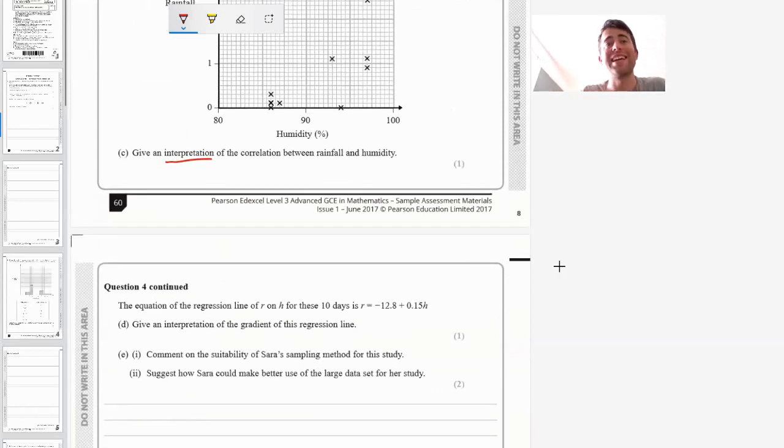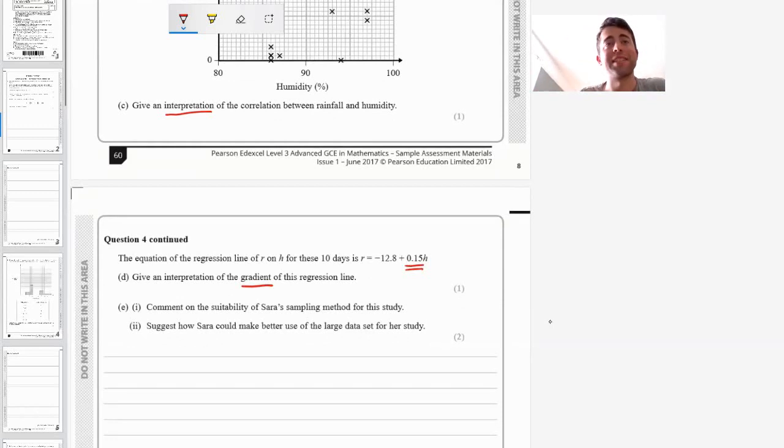That comes up in part D again, when we're asked to interpret the gradient of this regression line. Say specifically what that 0.15 means for the humidity and the rainfall. Like, if humidity goes up by a certain amount, then how much does rainfall go up? That sort of interpretation.